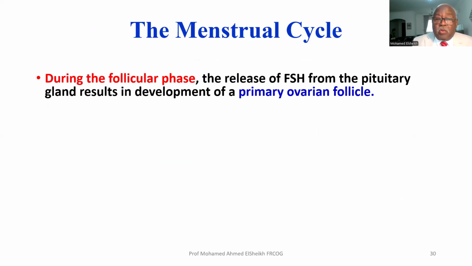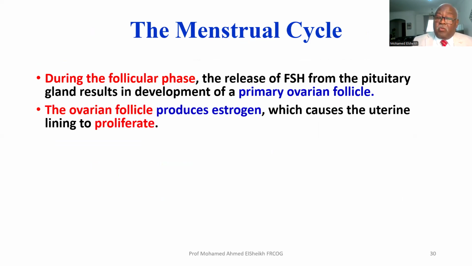So what happens in the menstrual cycle? During the follicular phase, there is a release of FSH from the pituitary gland that leads to the development of the primary ovarian follicle in the ovary. This ovarian follicle produces estrogen. The estrogen causes the uterine lining to proliferate.